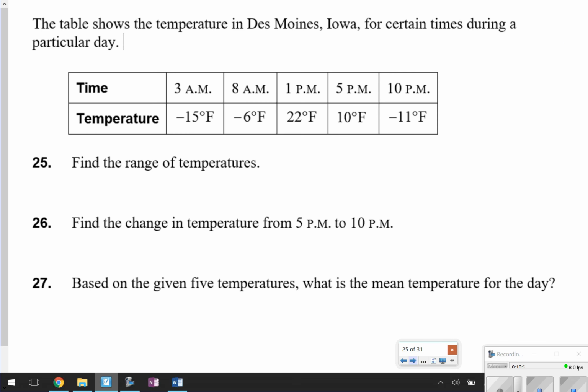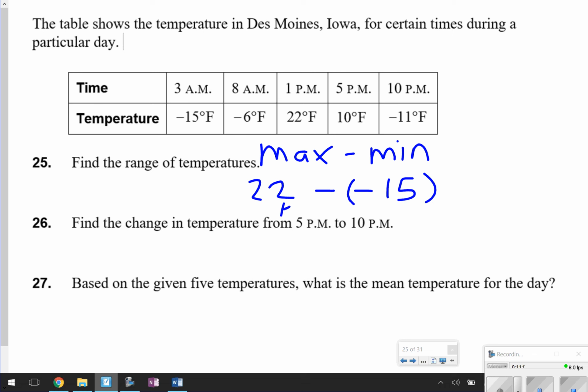This last one just talks about different temperatures. The first one, for number 25, says find the range. Remember, to find the range, you have to do maximum minus the minimum. So the highest number looks like 22, and the lowest number looks like negative 15. So I'm going to do 22 minus negative 15, which will actually keep-change to 22 plus positive 15, which is equal to 37.